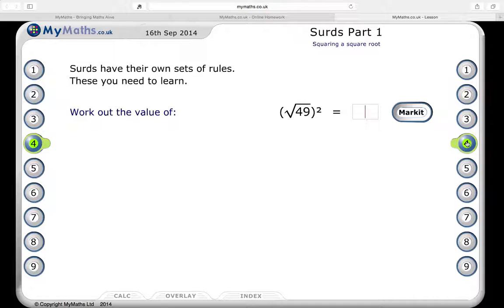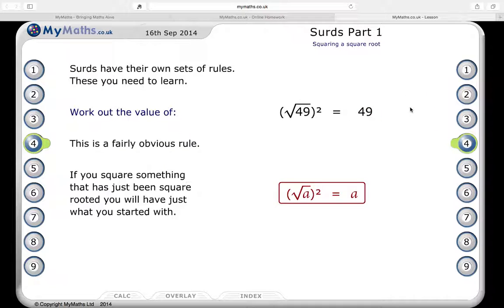Moving on. Surds have their own set of rules. Rule 3. These you will need to learn. Work out the value of root 49 squared. Root 49 is the opposite of 49 squared, if that makes sense. So the root and the squared cancel each other out completely. Root 49 squared is the same as root 49 times root 49, which cancel themselves out. So the answer we are left with is simply 49.